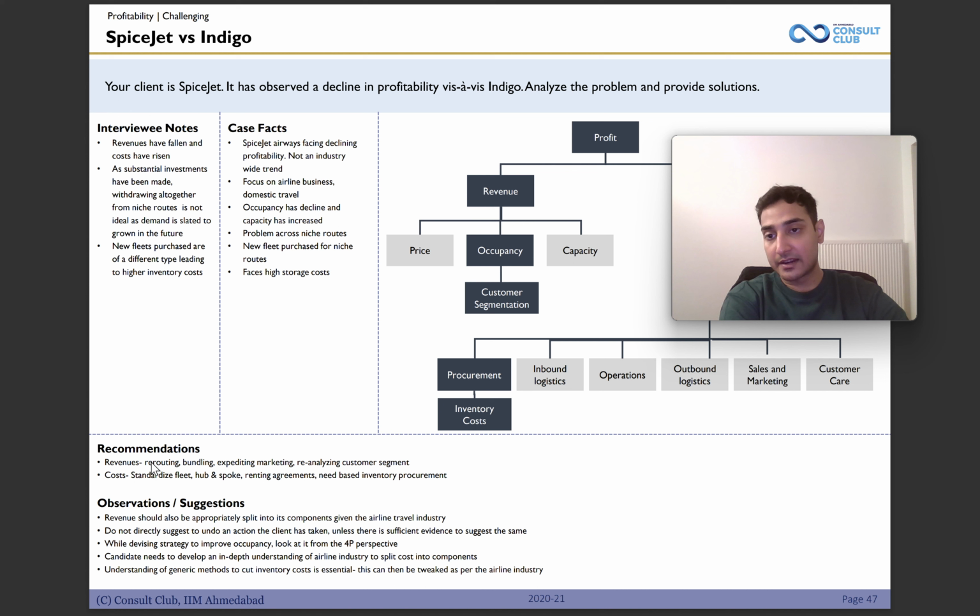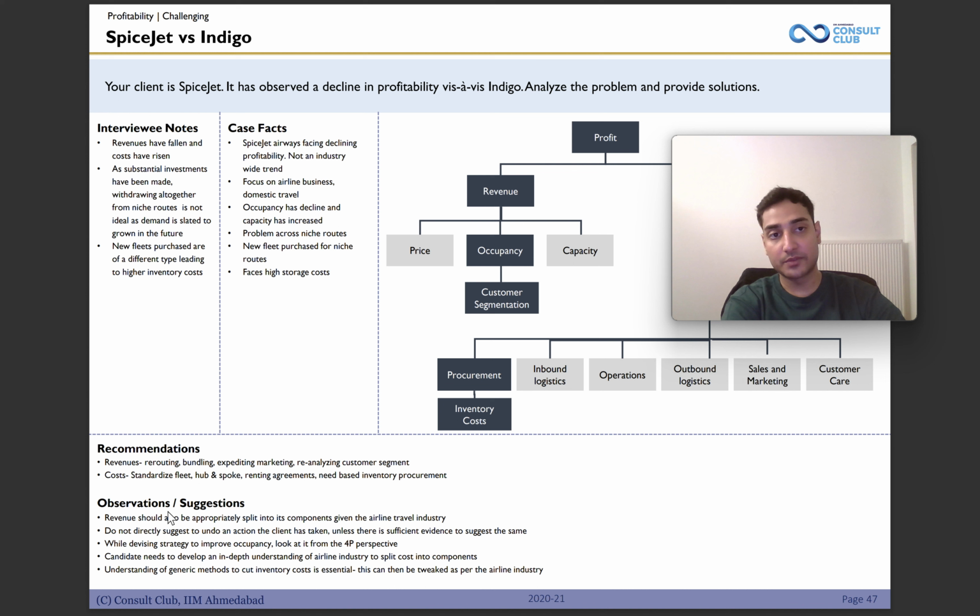So the recommendations provided by the candidate: to improve the revenue, there has to be rerouting of some of the planes to more conventional routes so that the occupancy can be increased. Bundling, expanding marketing, reanalyzing customer segments. So all those things to figure out how we can increase the occupancy rate of the currently launched fleet on the new niche routes. On the cost side, the candidate suggested that SpiceJet going forward in future should use a standardized fleet, should have a hub and spoke model, should have renting agreements rather than buying, and should follow need-based inventory procurement rather than storing it unnecessarily.